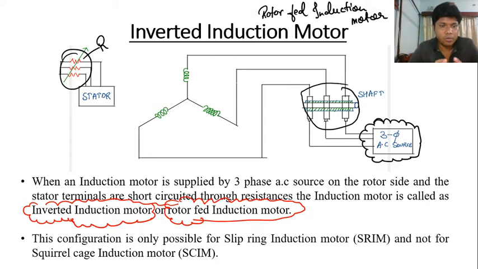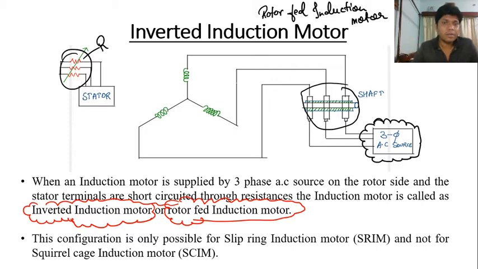So two points are most important regarding the inverted induction motor. Why do we call it an inverted induction motor? Because when an induction motor is supplied by a three-phase AC source on the rotor side and the stator terminals are short circuited through resistance, it is called a rotor fed induction motor or inverted induction motor. And the second point is that this arrangement is only possible for a slip ring induction motor, but not for a squirrel cage induction motor.